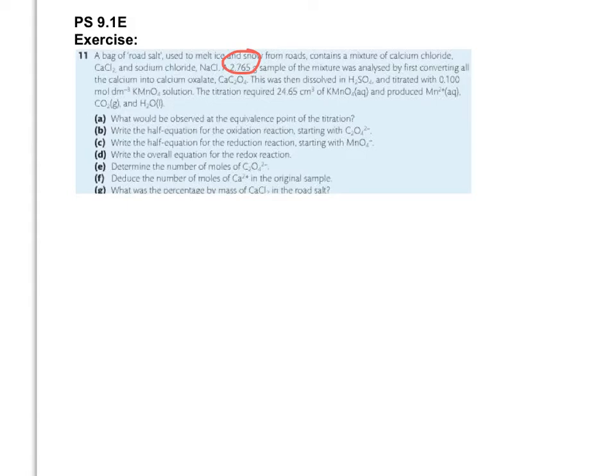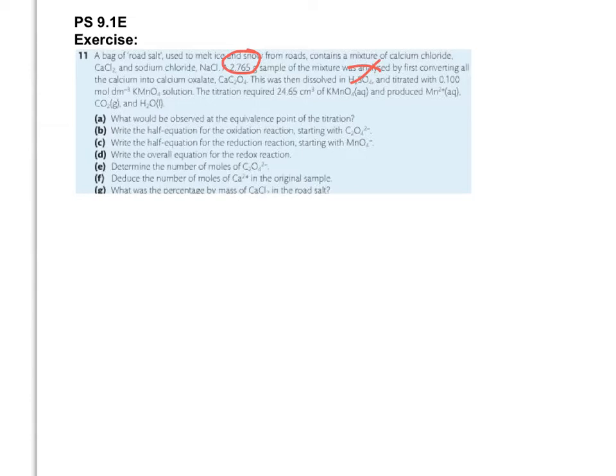So then the calcium oxalate was dissolved in H2SO4 and titrated with 0.1 molar KMnO4 solution. Now, the H2SO4 is only important because you need an acidic solution for this redox to take place. But as far as factoring into the calculations, the H2SO4 will not. It's just another way of saying in an acidic solution.